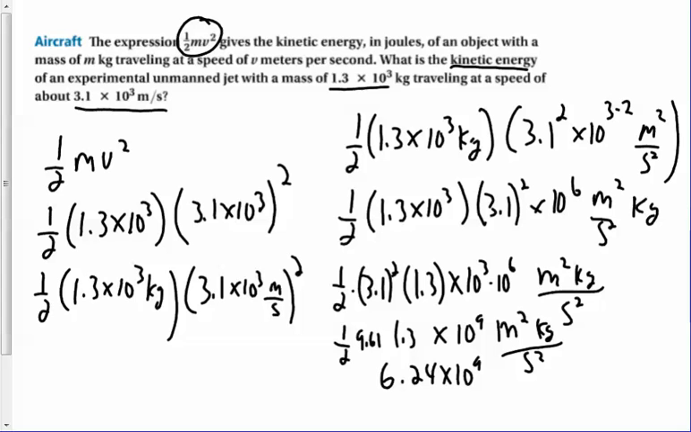So this unit right here, going sciencey on you, is equal to a joule. Okay, whatever that is. I guess you'll learn that in physics or something. All right. So I hope that's easy. Try the got it problem.